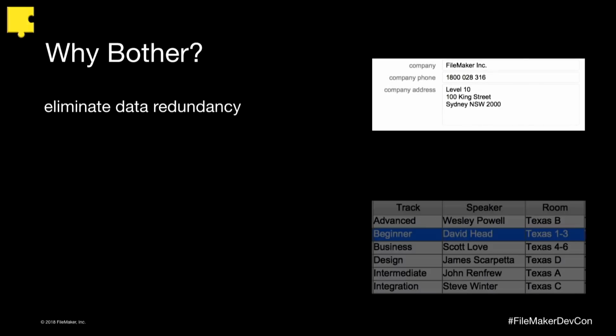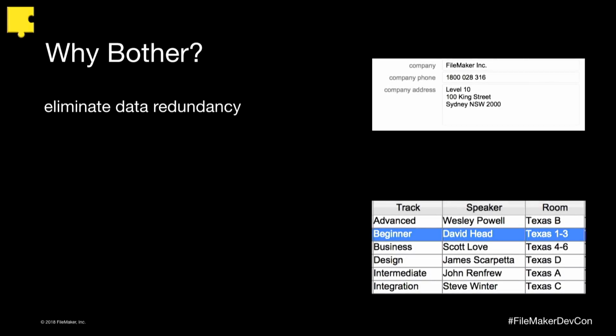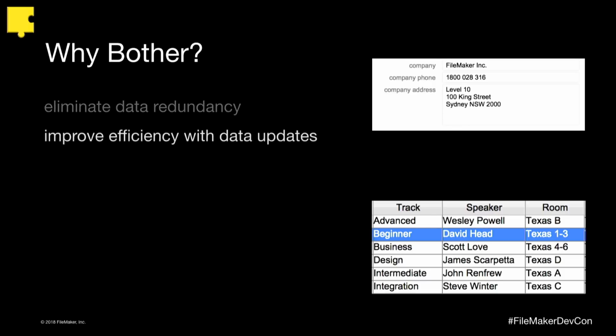So one of the reasons why we bother is to eliminate data redundancy. We don't want the case where we need to repeat someone's company information all over again just because they work for the same company as someone else. Also, we don't want necessarily to have to write Texas 123 every time if you're putting the room in there, or beginner every time, because you're always going to be making sure that you type it the same way, spell it the same way, etc. So you want to be able to put data in one place and leverage that data.